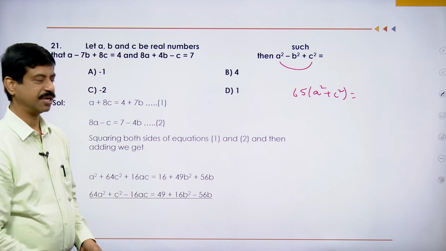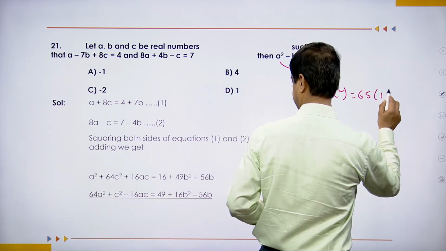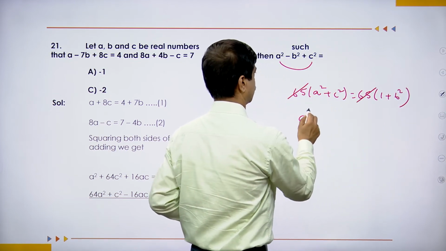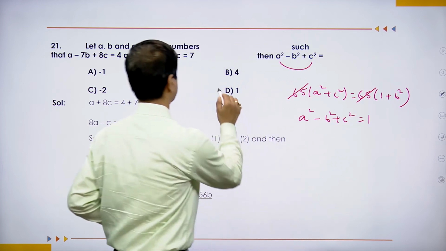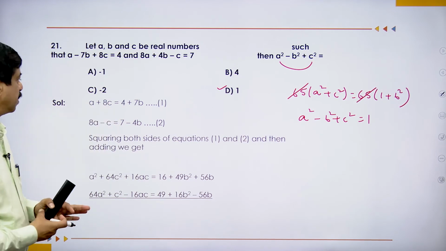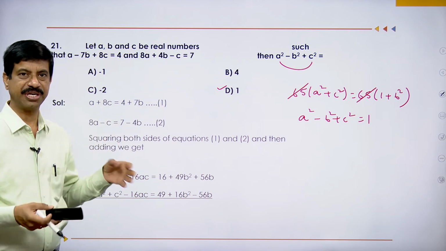This is also 65. You take 65 common, you will be getting 1 plus b square. 65 gets eliminated, a square minus b square plus c square equal to 1. So option D satisfies. Very simple solution, children. Please note it fast. But you should be able to observe this logic. Otherwise, you will be going on thinking and wasting time.